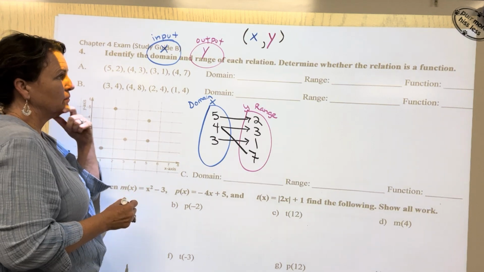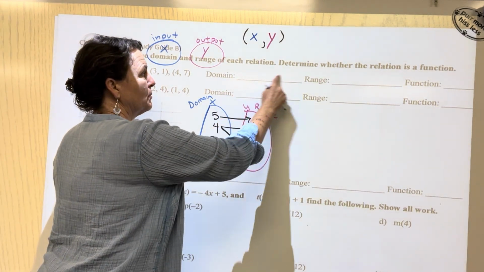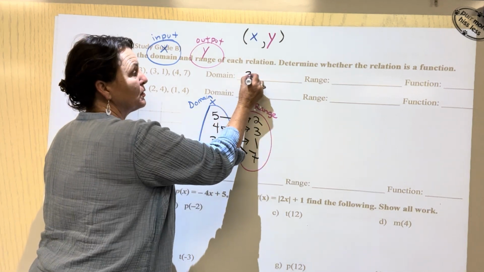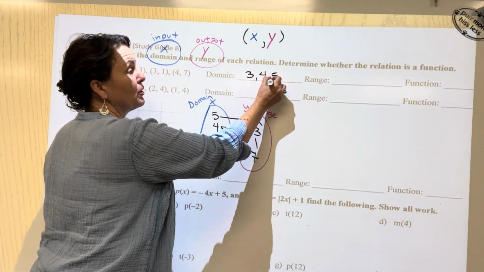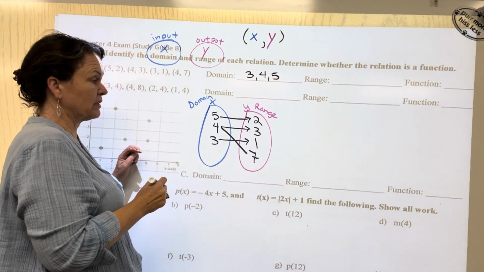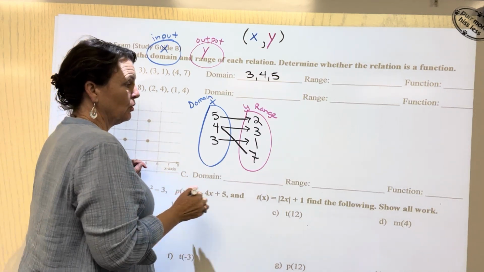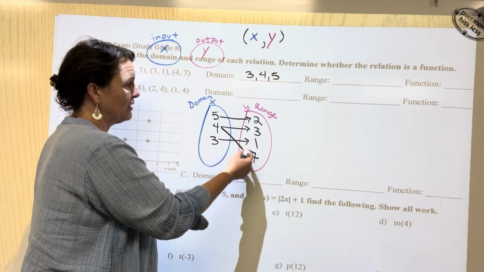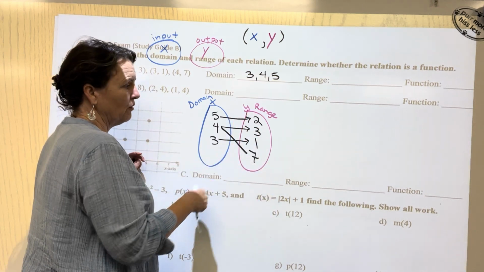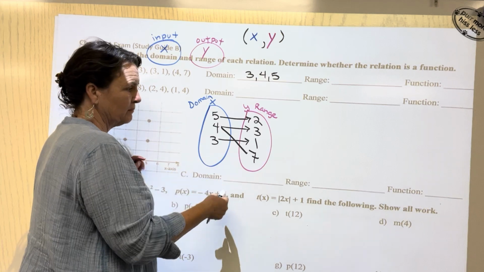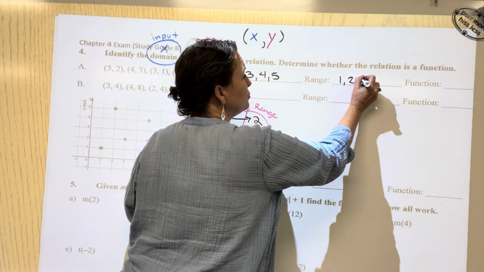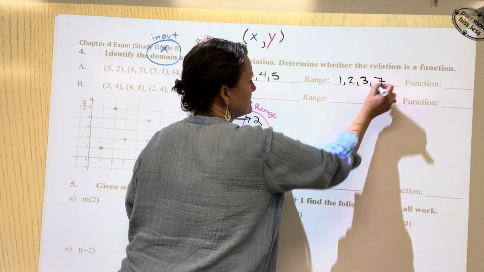Good information. Well, now I can determine who my domain is. It's 3, 4, and 5. I like to put them in numerical order. It's up to you what you'd like to do. It just makes it easier for the teacher to grade. Range would be these numbers that are our outputs. Our range, our Y guys, our rango, or salida: 1, 2, 3, and 7.